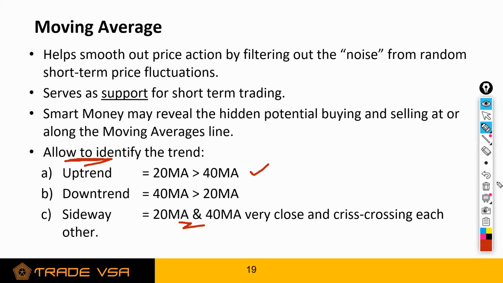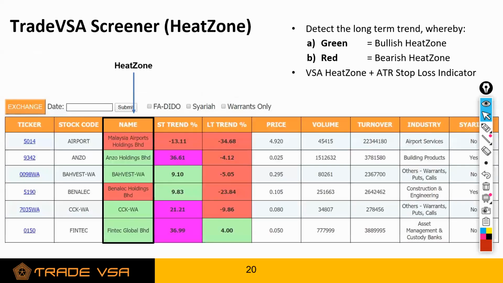So again, for some of the new members here, if you are not sure how to identify the trend overall, use the 20 and 40 to help you out first, because the 20 and 40 is actually lagging, to be frank. That's why I don't use it for my entry, but at least it helps you check the overall trend for the particular stock. Now let's go to the screener. It's also very important to know how to use the screener so that it can pick stocks more easily and effectively.